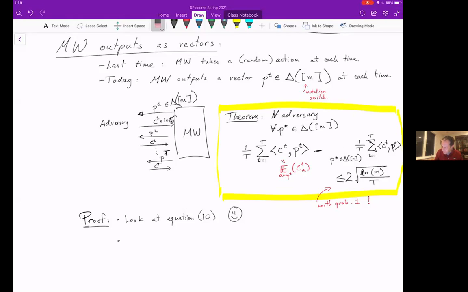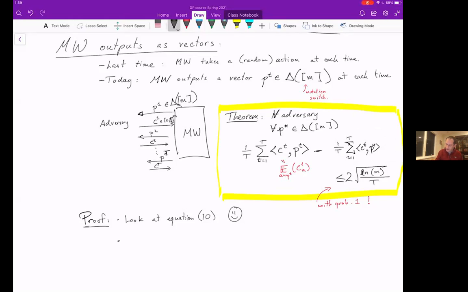Okay, so actually, sorry, I realized I've got a little bit of a mistake here in my notation. What I wrote was true, but this is the form I want to use. It looks more like this. Okay, so for any p star we might have chosen in hindsight, the regret with respect to p star is bounded by square root of log M over T.